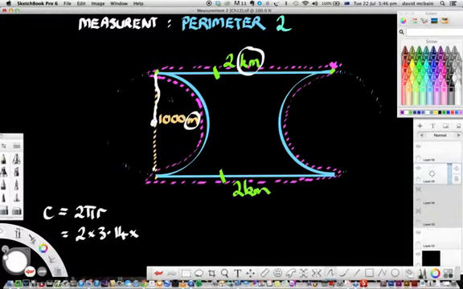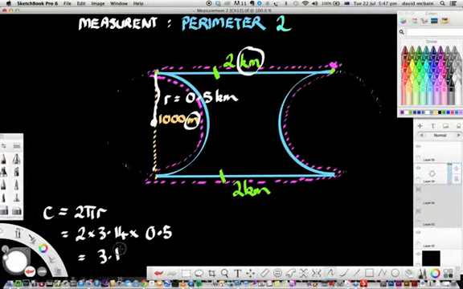So the radius of this circle is 0.5 of a kilometre. So I'll write that 0.5 there. So let's now work it out. So it's going to be 2 times 3.14 times 0.5, and that equals 3.14. And that's pretty easy because 2 times 0.5 is 1, and 1 times 3.14 is 3.14.